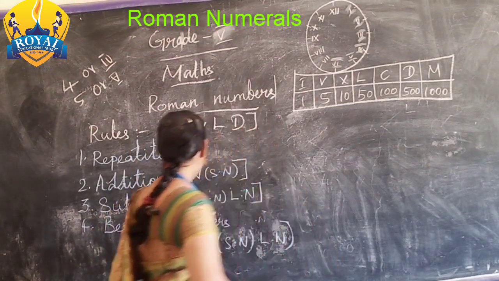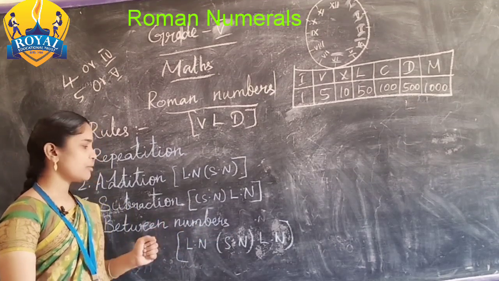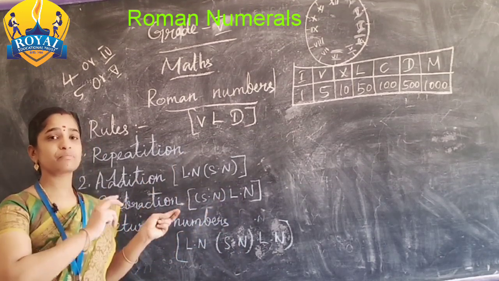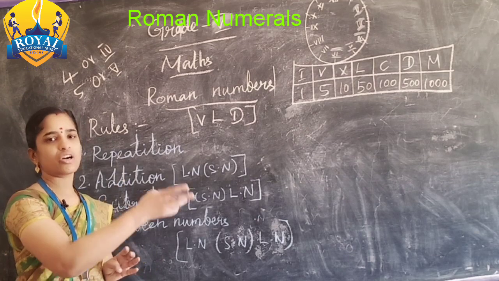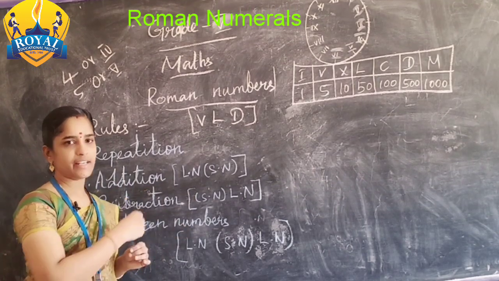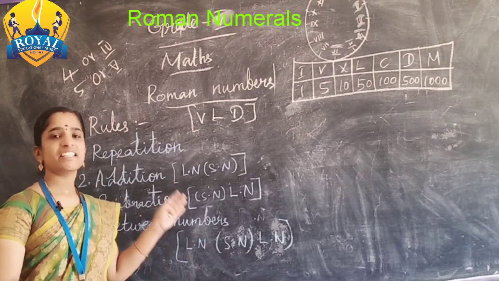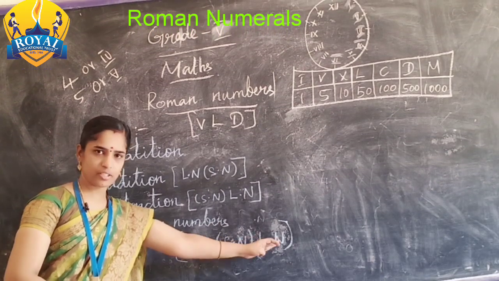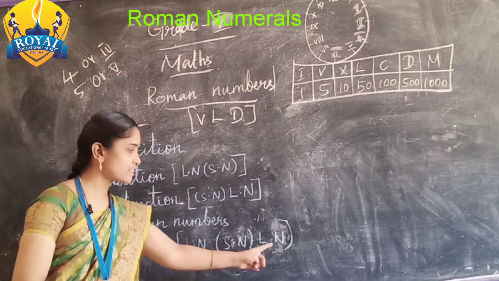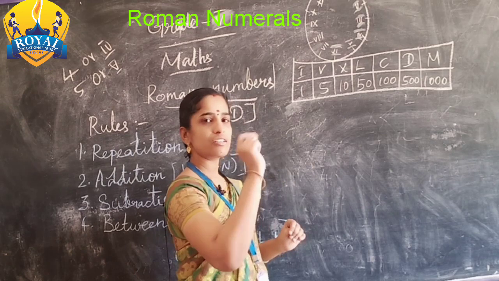The next rule is between numbers. Between numbers means a smaller number is placed between two larger numbers. It is always subtracted from the larger number on its right only. The smaller number placed between two larger numbers is subtracted from the larger number on its right side only.